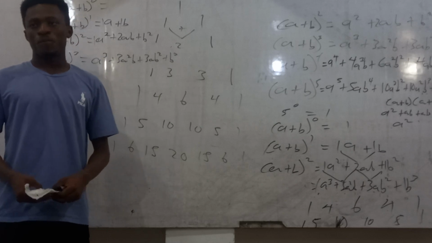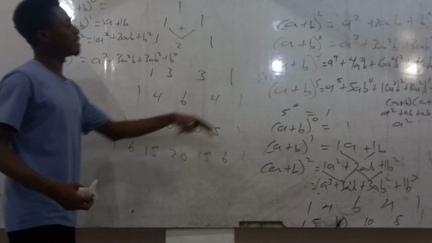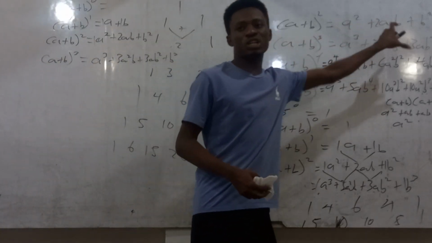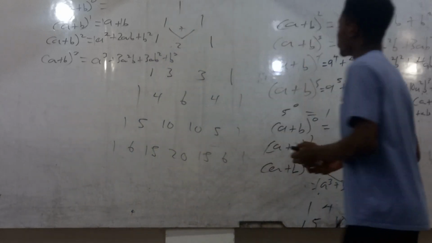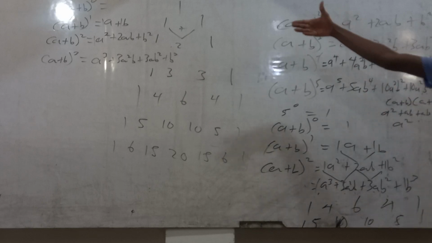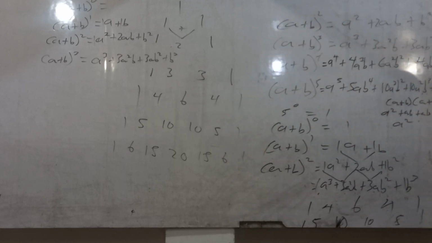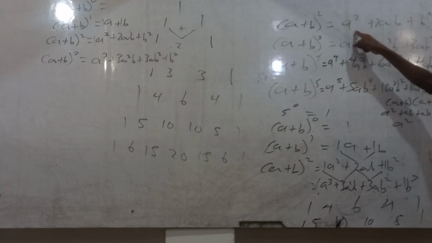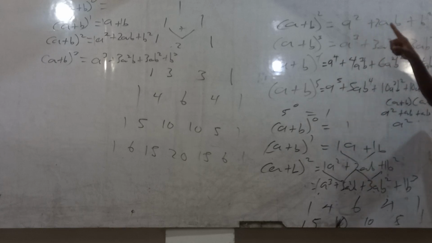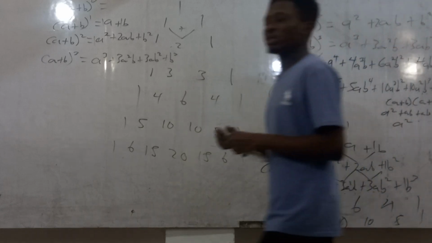coefficients. But how do you get the actual terms? So listen. Now that you know how to deduce the coefficients, this is how you get the term. The term is very simple. So the first term, okay, let me show you something.